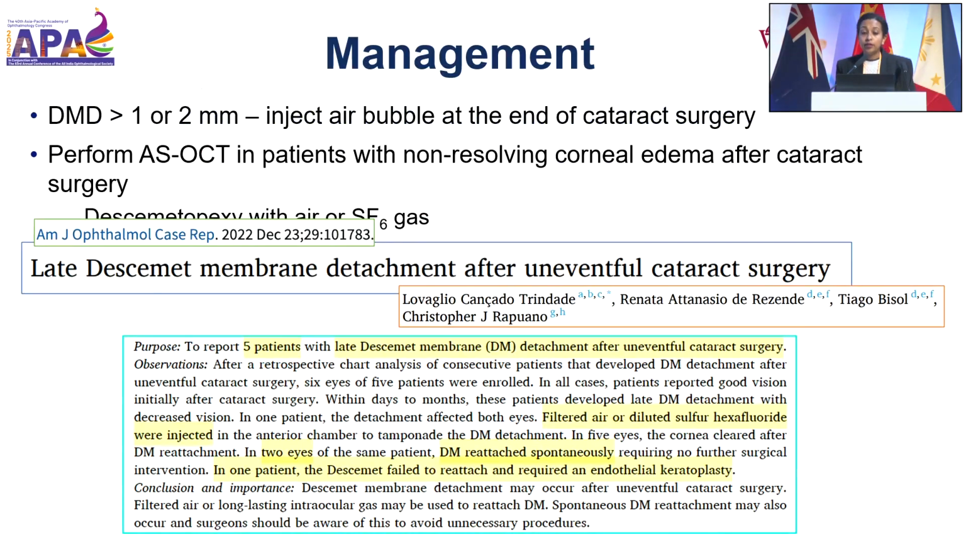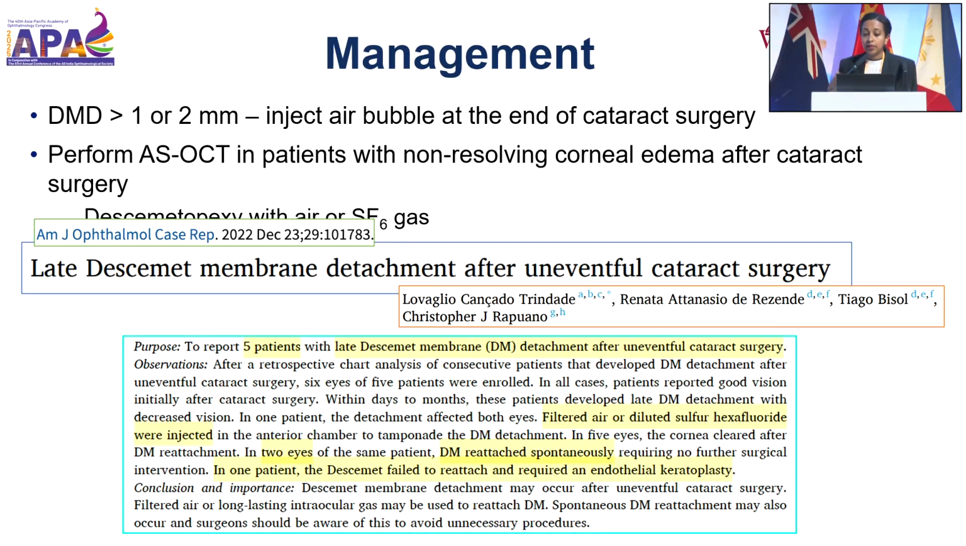So how do we manage the DM strips? Well, if you notice it at the end of cataract surgery, and usually if it's more than 1 or 2 millimeters, I'll just leave a small air bubble in. But it's important, if you have patients with persistent edema after cataract surgery, to think of DM strips and image with anterior segment OCT. And then you can treat by putting air or SF6 gas in the anterior chamber.